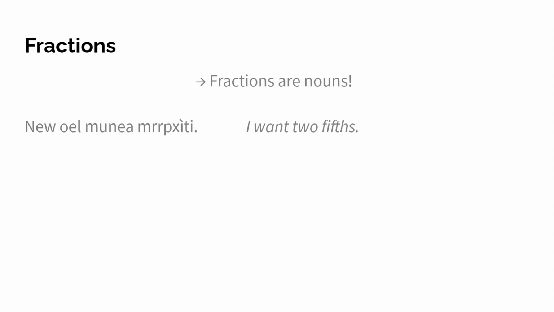How do you use them in sentences? Like I already said, there are nouns. So all the other number words we had were adjectives. This time we have nouns, which means they can get case endings. Neo vel munia mrp eti. I want 2/5. Here you see the mrp eti got the T ending, because what do I want? The 2/5.